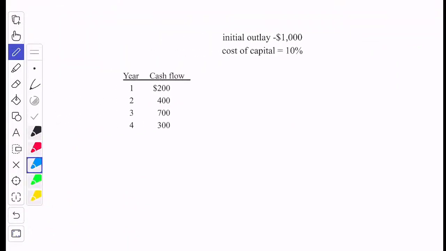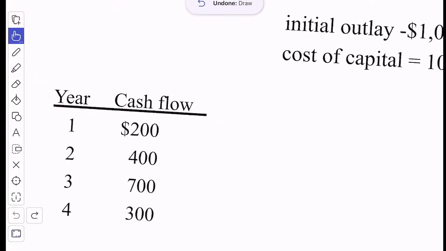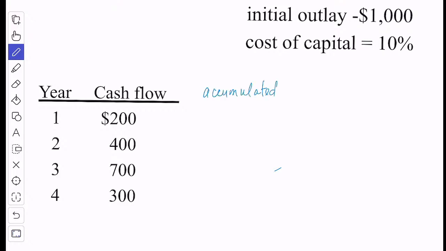So if we were to look at this, you make another column, call it accumulated. You know what? I gotta make this bigger. I can fit it in. So if I was to add or cumulative, I'll say cumulative. That's better. I'll just leave it for now.